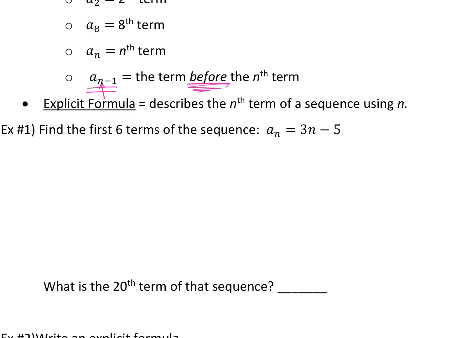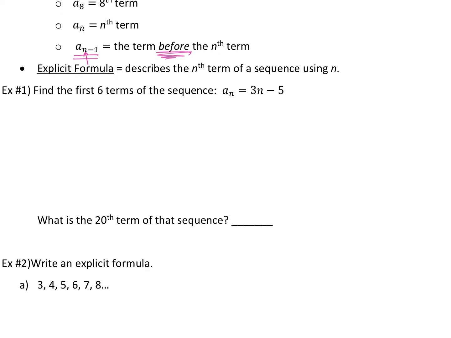Okay, so we're going to start with talking about what an explicit formula is. An explicit formula is going to describe our nth term using n as a placeholder. So if I said find the first six terms of the sequence, all you're really doing here is saying a sub one equals, what do you suppose you plug in for this n? One, right? I'm saying the first term is 3 times 1. These n's are the same number. So if you plugged a 1 in here, you need to plug a 1 in here. So 3 times 1 minus 5, my first term is negative 2.